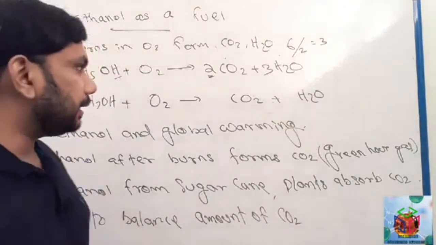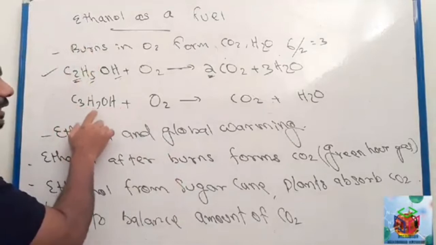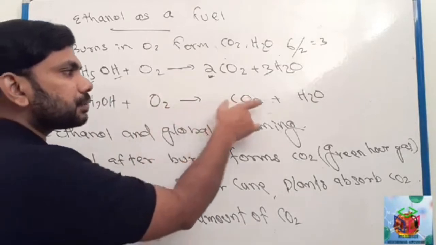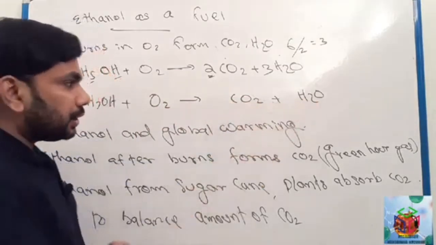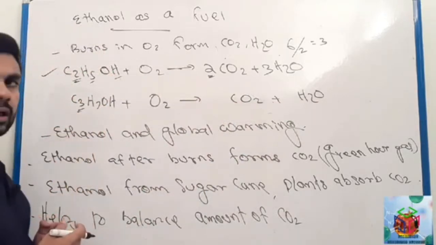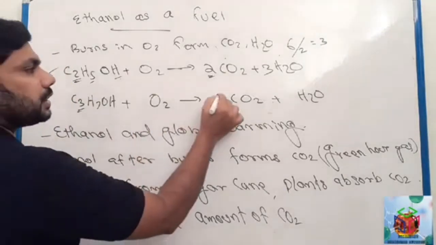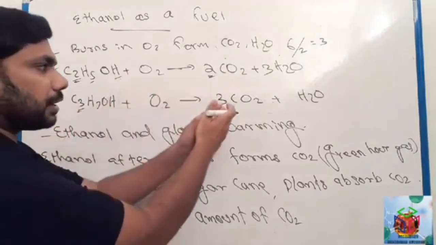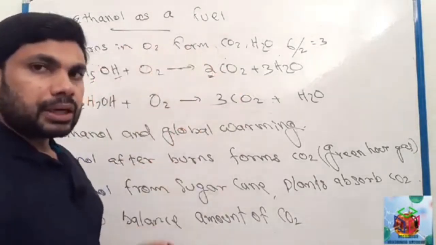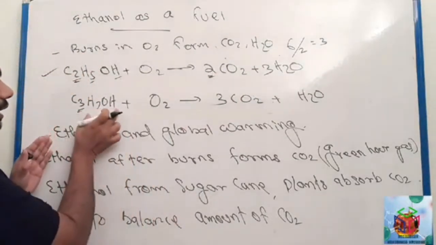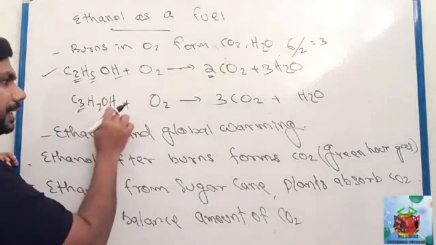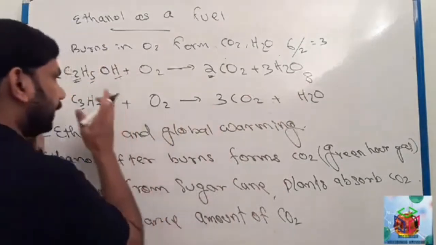I will repeat once again. You have one more example. C3H7OH, this is an alcohol. After burning, alcohol produces carbon dioxide and water. To balance this equation, how many carbon here? 3 carbon, so it produces 3 carbon dioxide. In the previous example 2 carbon, 2 carbon dioxide. Clear? Now how many hydrogen here? 7 and 1, so 8 hydrogen.